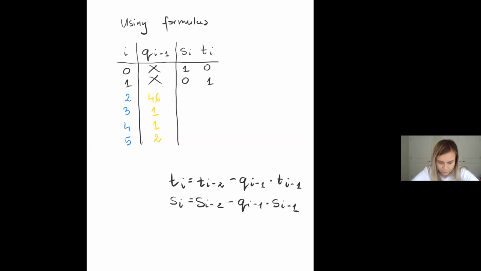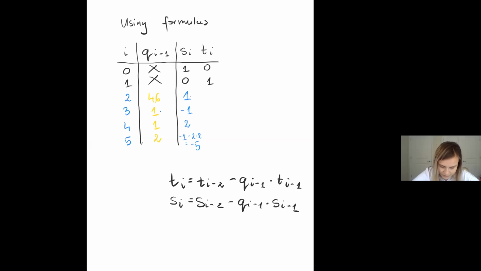So we have 1 minus 46 times 0, so this is 1. Now we have 0 minus 1 times 1, so we have minus 1. Now we have 1 minus 1 times minus 1, so that gives us 2. Now we have minus 1 minus 2 times 2, so that gives us minus 5. Okay, now we compute TI.